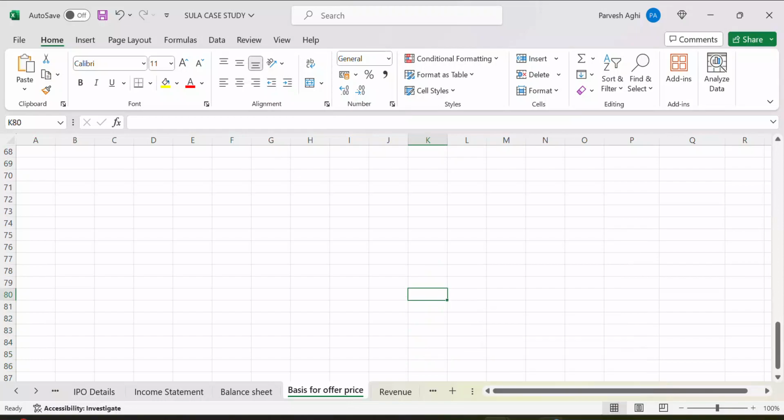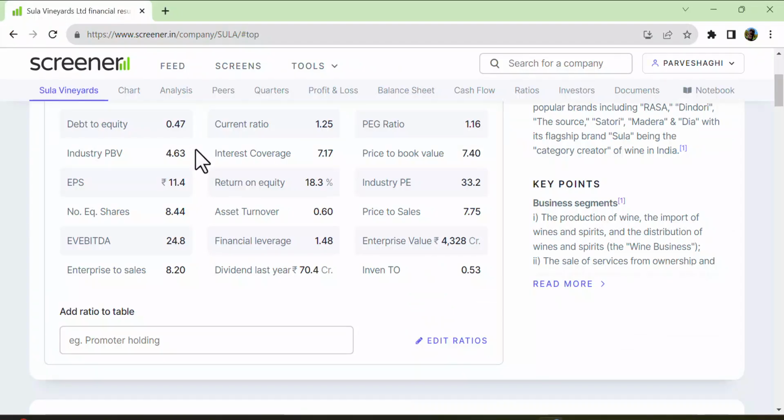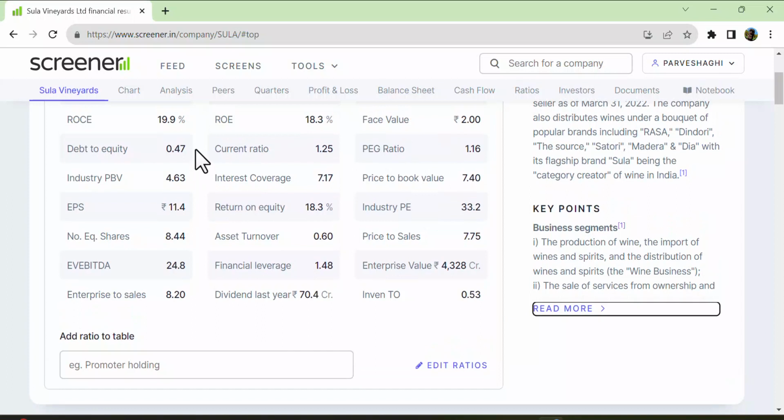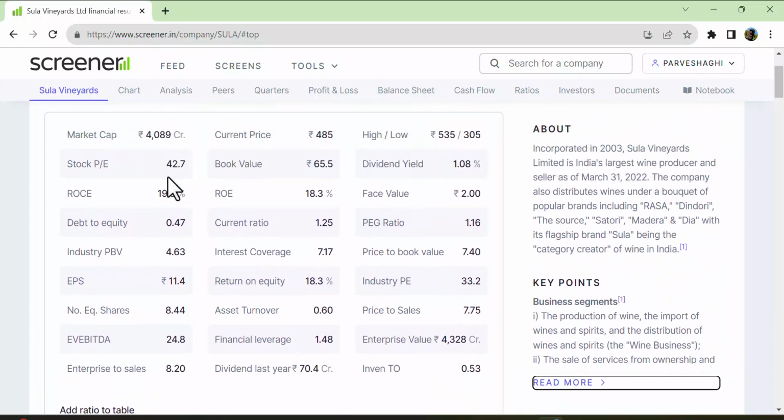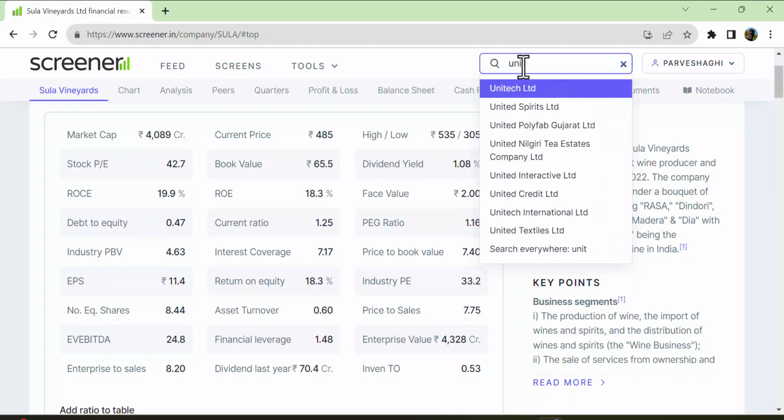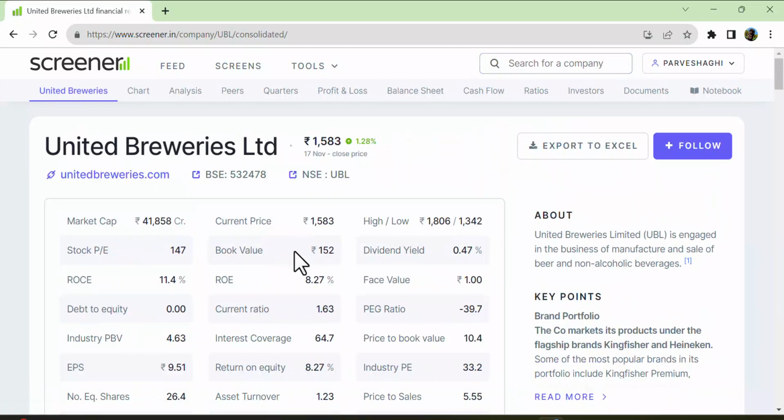Just let me show you something more. Let's see here. What is the current PE ratio of the company? Stock PE is 42. And which was the other company mentioned here? United Breweries. Today it is trading at 147. So which is cheaper? Sula. Sula is trading at just 40 something, and this is trading at 147. And which was the other company?